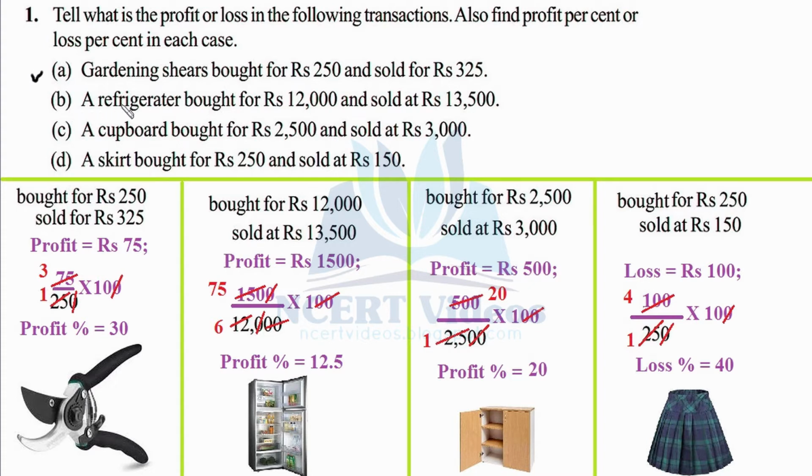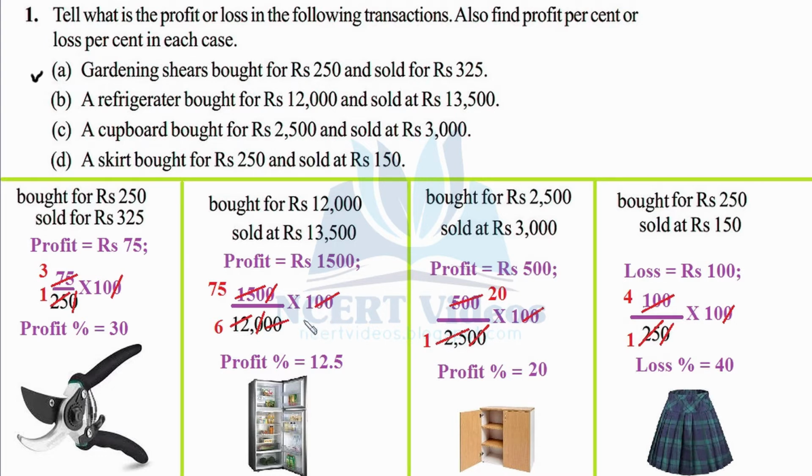B. A refrigerator bought for rupees 12,000 and sold for rupees 13,500. Now again it is a case of profit because selling price is more. And how much is the profit? We subtract these numbers. So it is 1500. Now profit percent again. In the numerator you write the profit or loss. In this case it is profit, therefore writing 1500 upon cost price, 12,000, into 100 because we have to convert into percentage.